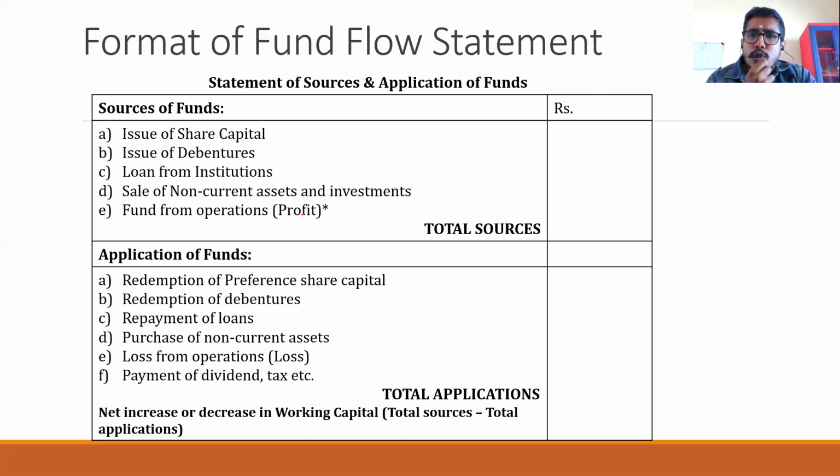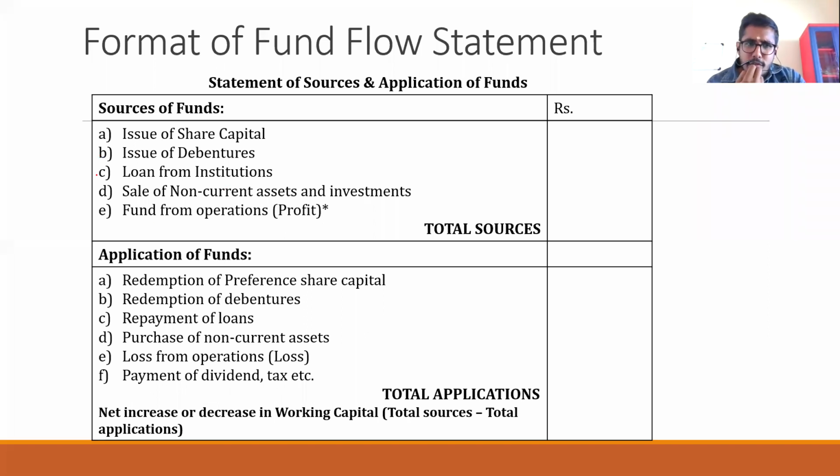So you have to understand that sources of funds means the areas from which money comes inside our organization. While issuing share capital and debentures, money is coming, right? And while taking loans from institutions, it is also a source of fund, because we are getting money. And sale of non-current assets. Can you give an example? Sale of furniture, sale of plant and machinery, sale of land. If we are selling these, we are getting money. That is another source. And fund from operations.